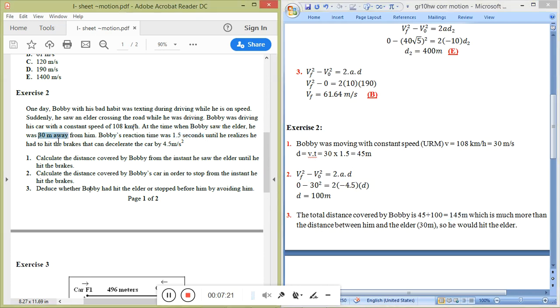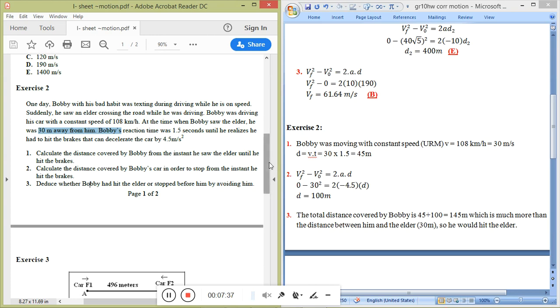He was 30 meters away from the elder. So he needs 145 meters to stop. So he will hit the elder and cover about 115 meters more. So he will hit the elder.